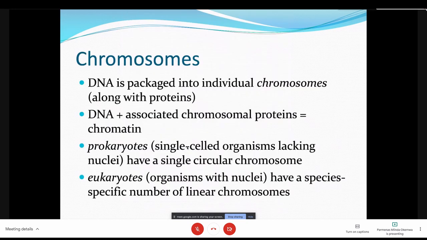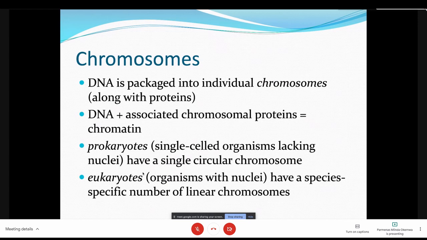So chromosomes are where DNA is packaged. DNA is packaged into individual chromosomes along with proteins. The proteins, we call them histones. So DNA plus associated chromosomal proteins are referred to as chromatin. Prokaryotes are single-celled organisms lacking nuclei, and they have a single circular chromosome, while eukaryotes are organisms with nuclei.